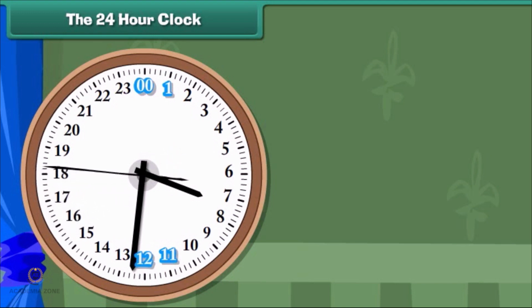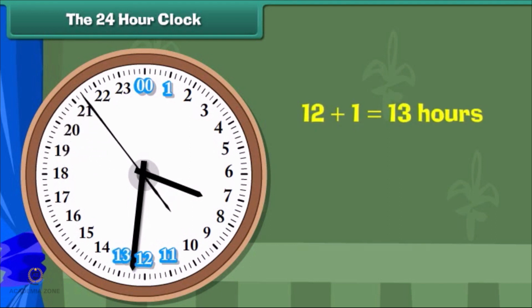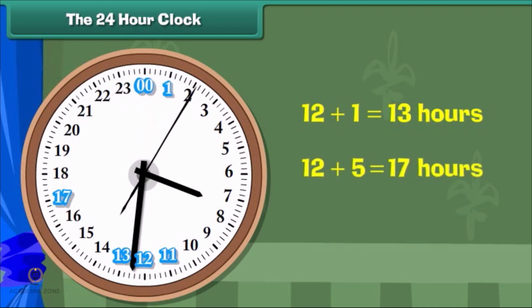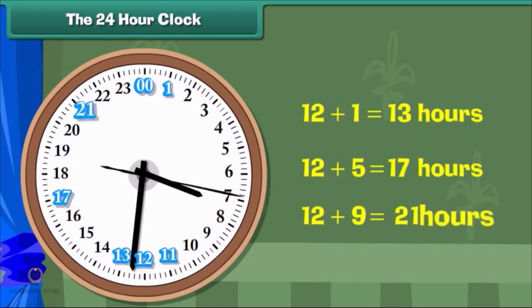1 o'clock in the afternoon is 12 plus 1, that is 13 hours. 5 o'clock in the evening is 12 plus 5, that is 17 hours. 9 o'clock in the night is 12 plus 9, that is 21 hours. As each hour of the day is distinctly numbered from 0 to 23, there is no need to use AM or PM.